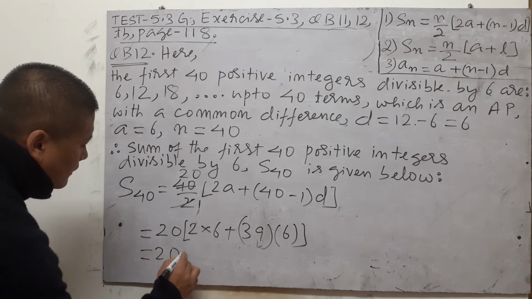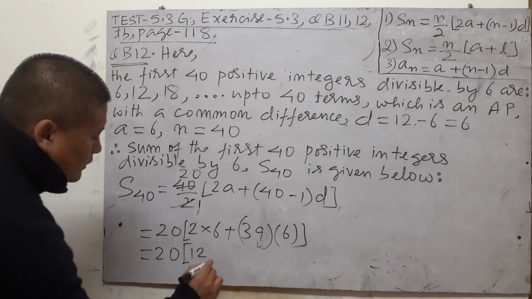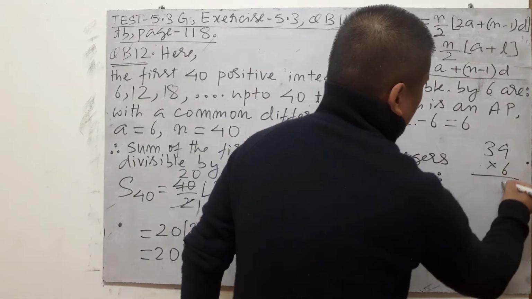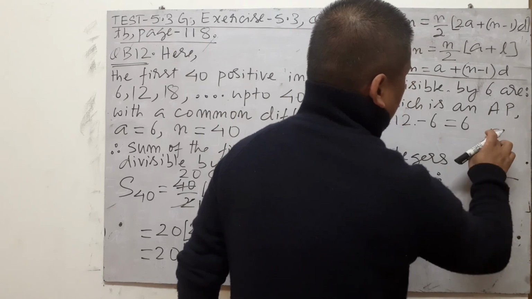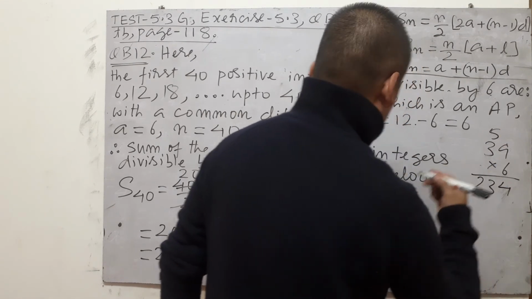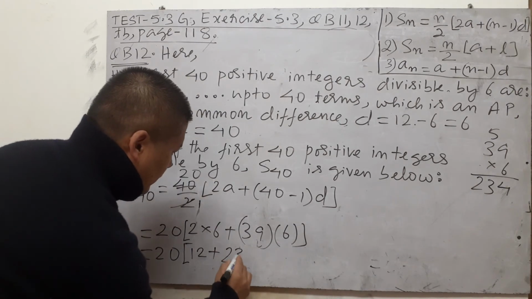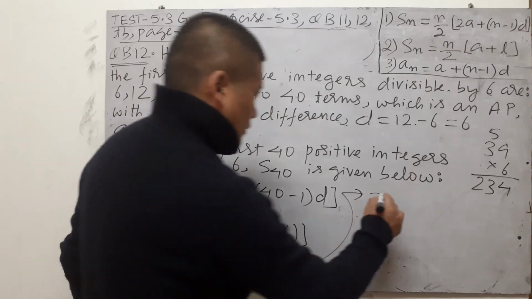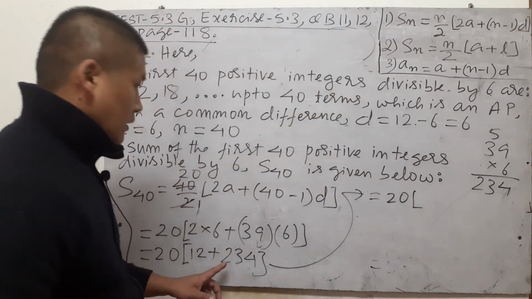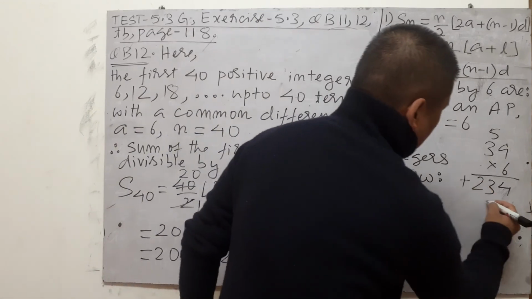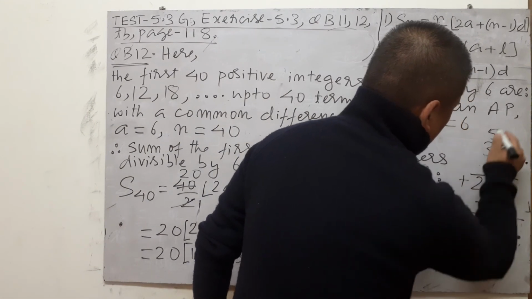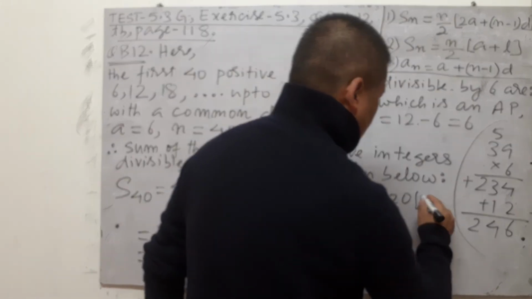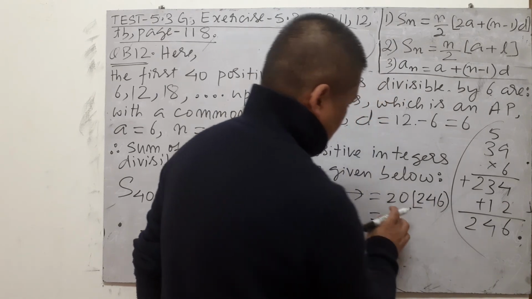So that gives you 20 into 2 sixes are 12, into 12 plus 39 multiplied by 6. 6 nines are 54, 5 in hand. 6 threes are 18, plus 5 is 23. So 234. When we multiply these two, we're getting 234. As we proceed, you're going to get 20 into 234 plus 12. 234 plus 12 is 246.